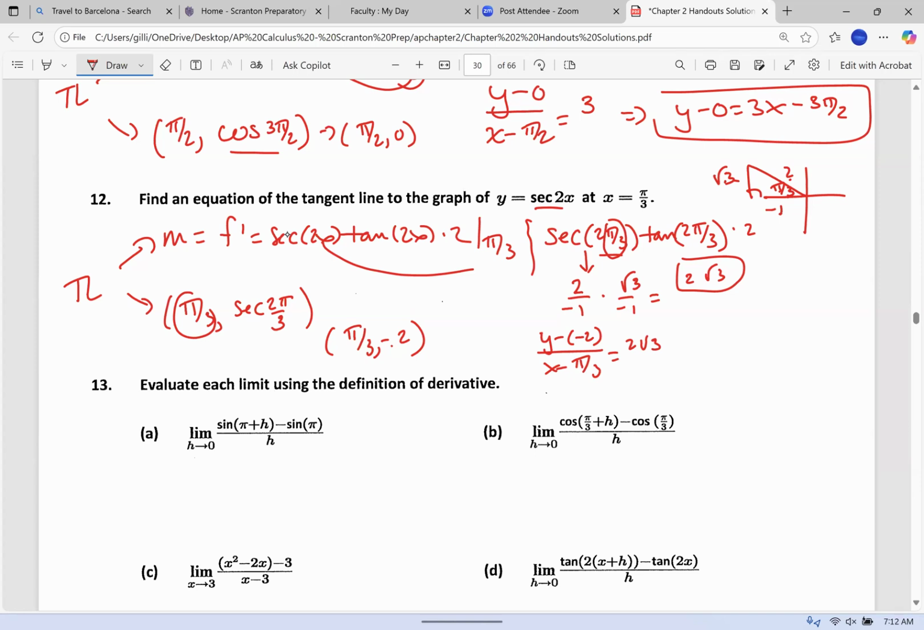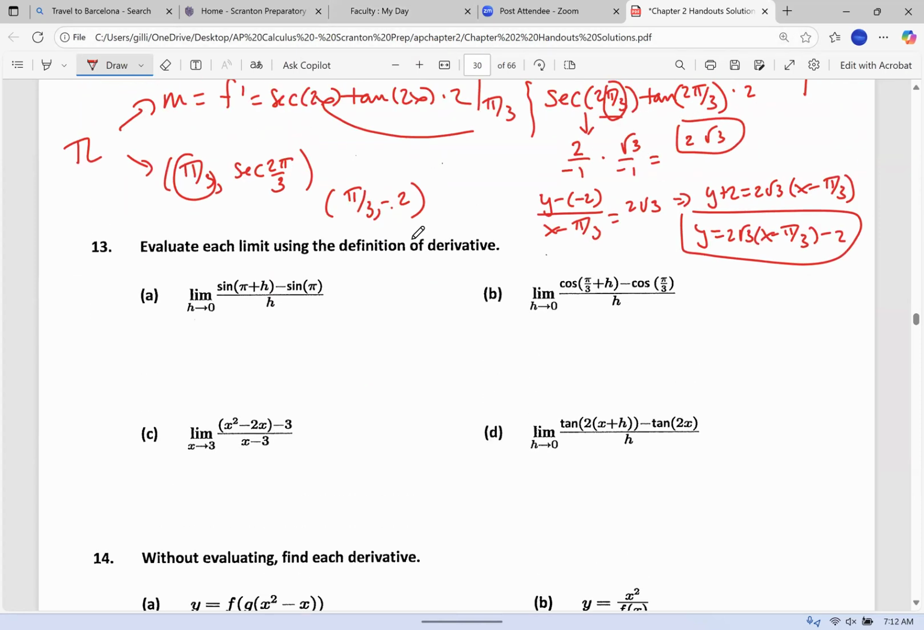I'm going to do something a little different here. That becomes y plus 2 equals 2 root 3 times x minus pi over 3. And I don't really need to distribute that because it's just going to be a hot mess altogether. Distributing is not going to really simplify things. But I do have to carry over the minus 2.